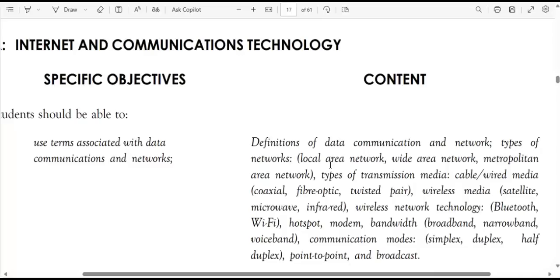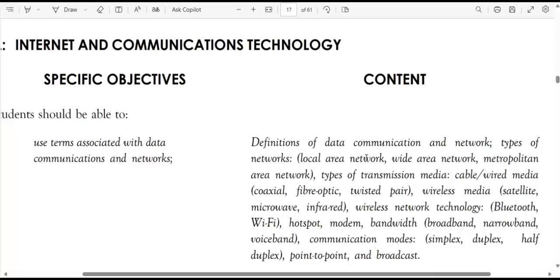Let us start by looking at the first type of network, local area network, also called LAN, L-A-N. A local area network connects computers and other devices within a small area, such as a room, building, or school. As we said, a local area network covers a small area. It has high speed and is usually owned by one organization or person.